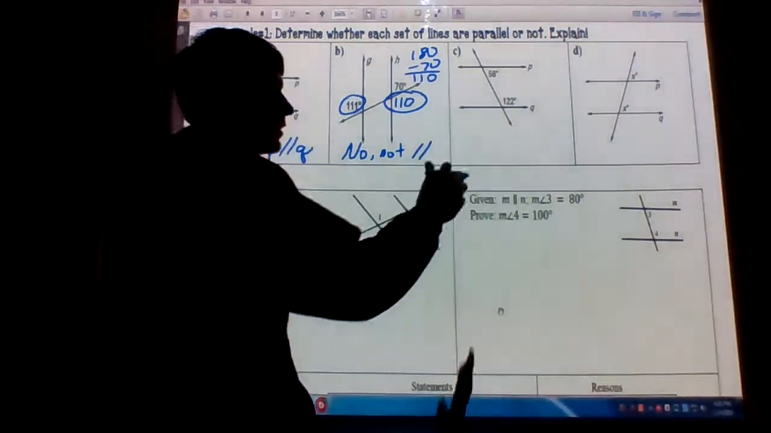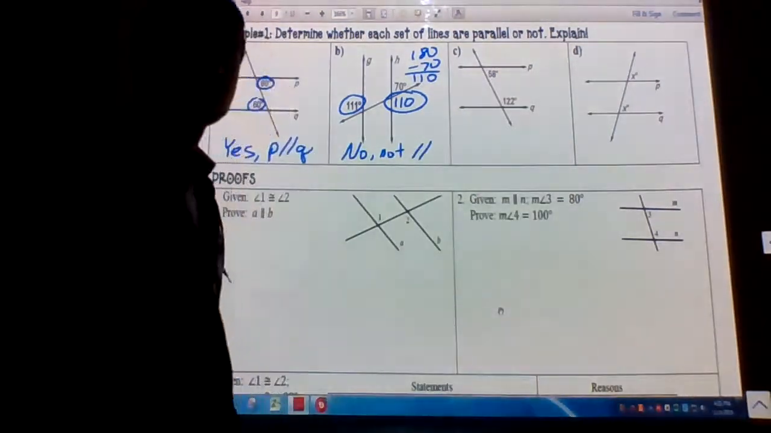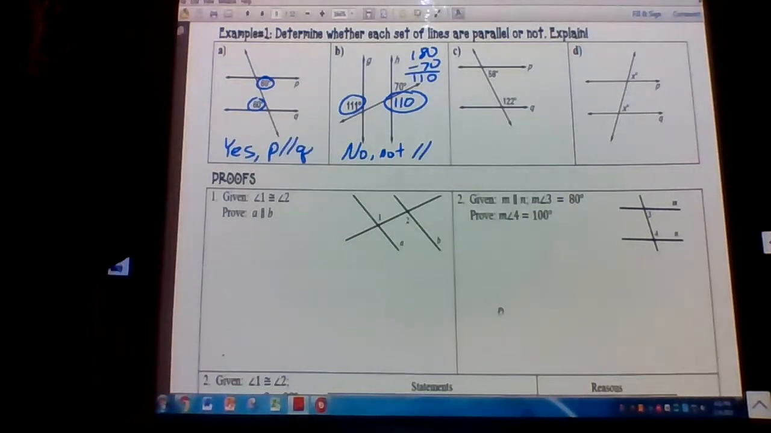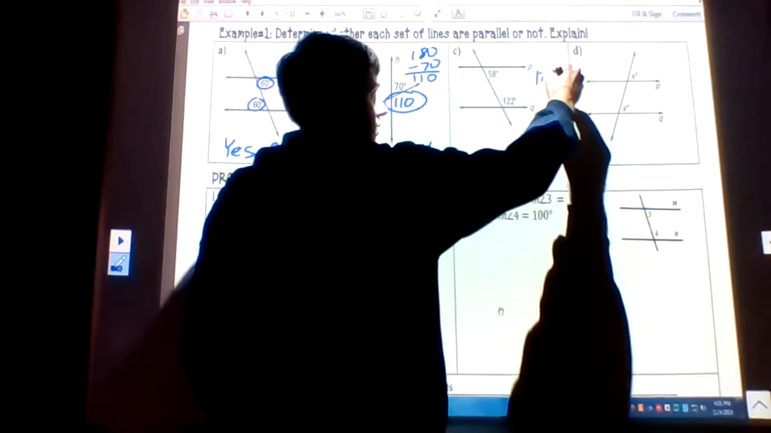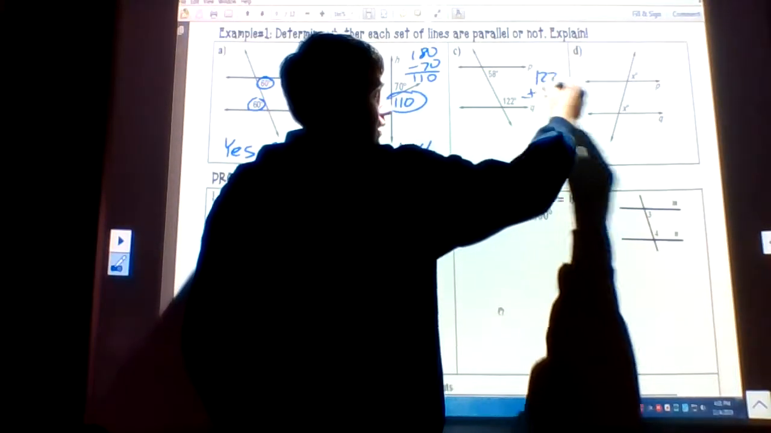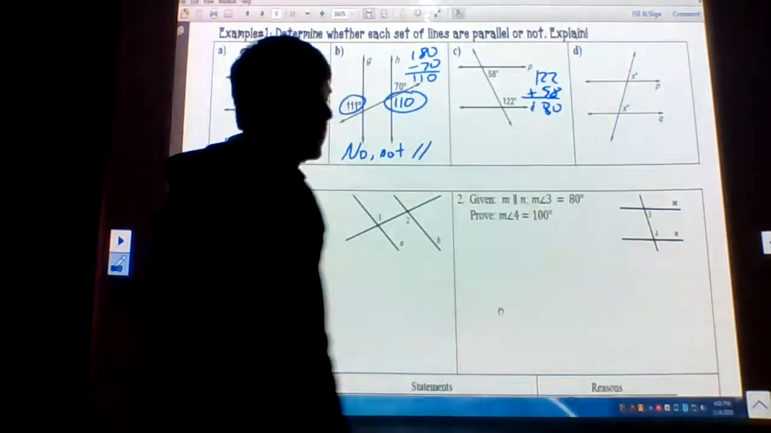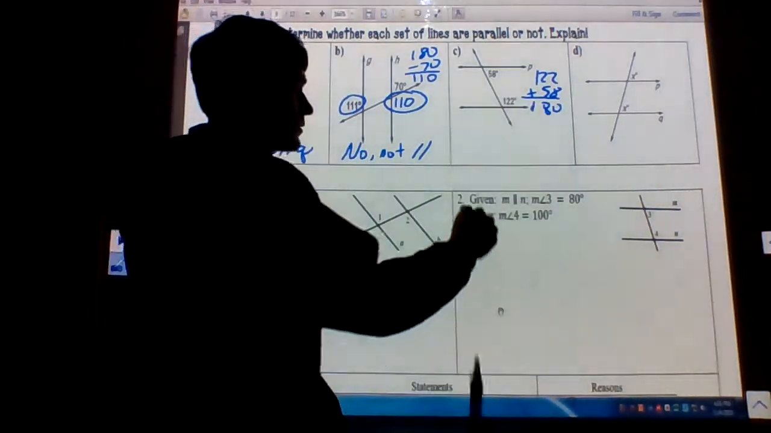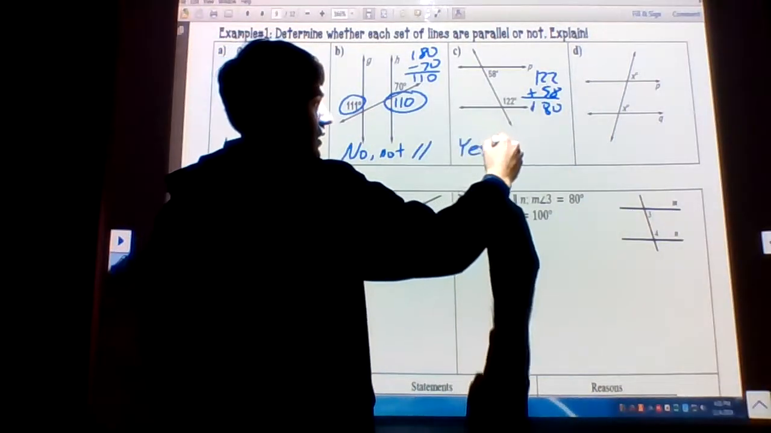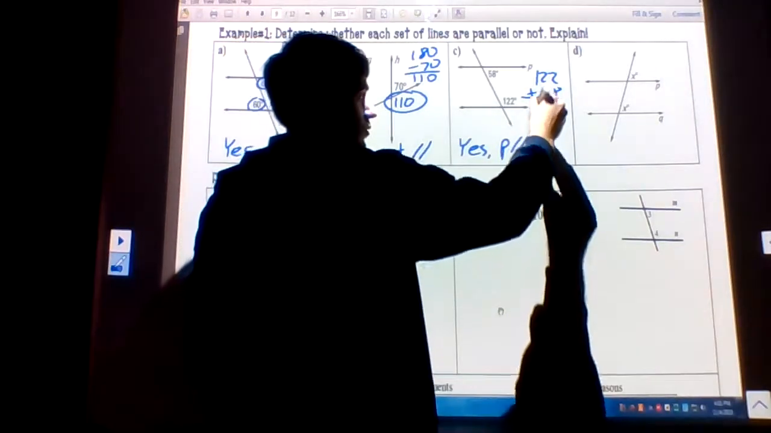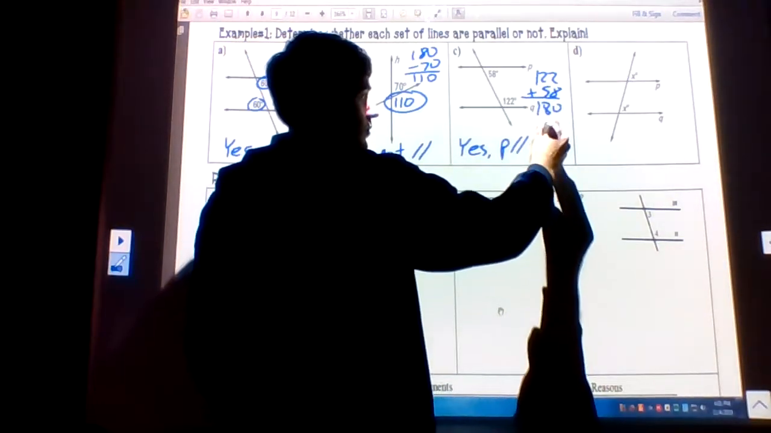Here we have 58 and 122, so those are same side interior angles. In order for those lines to be parallel, the same side interior angles need to be supplementary. So if we do 122 plus 58, we get 180. So they are supplementary. Therefore, yes, P is parallel to Q.